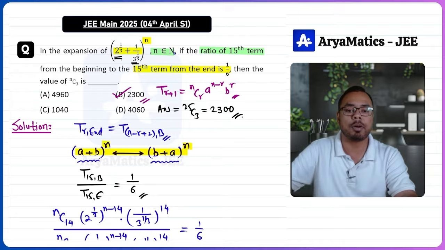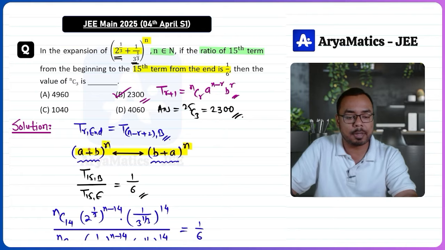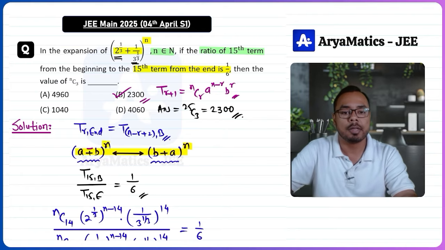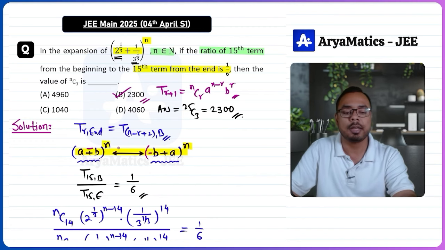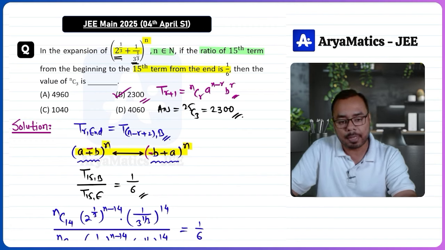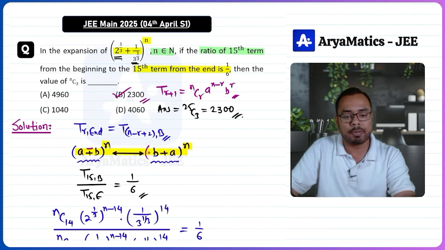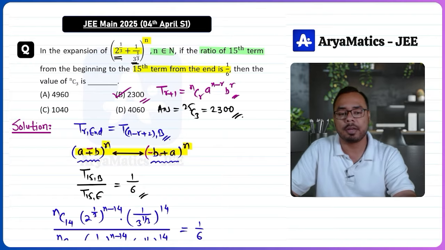Also, there is another important point here: while interchanging these two, you have to take care of the sign also. That means instead of a plus b, if I have a minus b, then you cannot write this as b minus a. Then you will write minus b plus a. You have to change the sign. So if I have (a minus b) raised to n, and if you need a particular term from the end, then you will write (minus b plus a) raised to n, and then you will find that particular term from the beginning. So this you have to keep in mind.